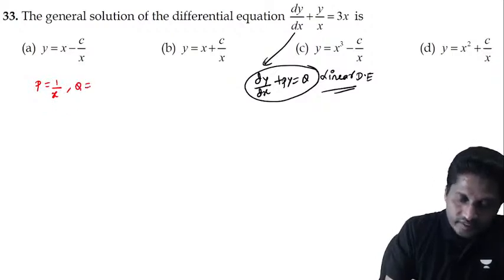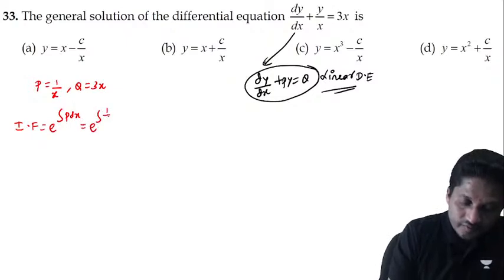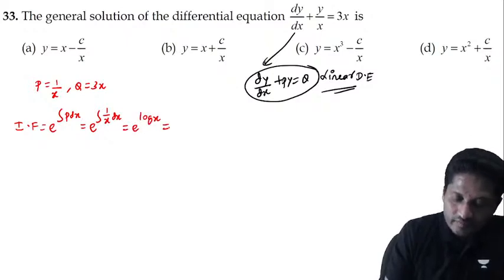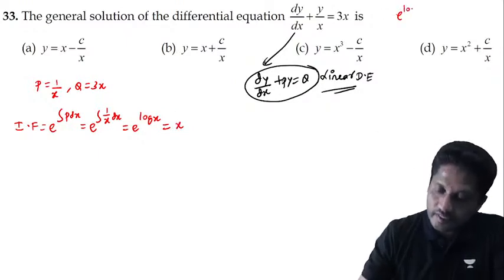And q is equal to 3x. Now the integrating factor is e power integration of p dx, e power integration of 1 by x dx. E to the power of integration of 1 by x is log x, and we know that e power log x is x only. E to the power of log x is x.